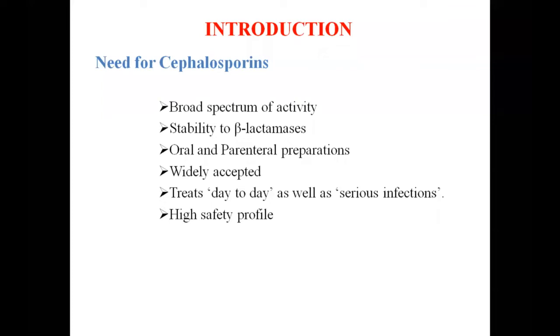Also, they have stability to the beta-lactamases. In the last class, you are very well acquainted with how penicillin is becoming ineffective because the organisms are producing the beta-lactamases, isn't it? So because they produce beta-lactamases, the beta-lactam antibiotics are becoming ineffective. So if the drug is stable to the beta-lactamases, the breakdown of the beta-lactam ring does not take place and the drug is effective against these organisms. And these organisms which are producing the beta-lactamases are also responsible for the resistance. So those resistant microorganisms are also taken care of by the cephalosporins.